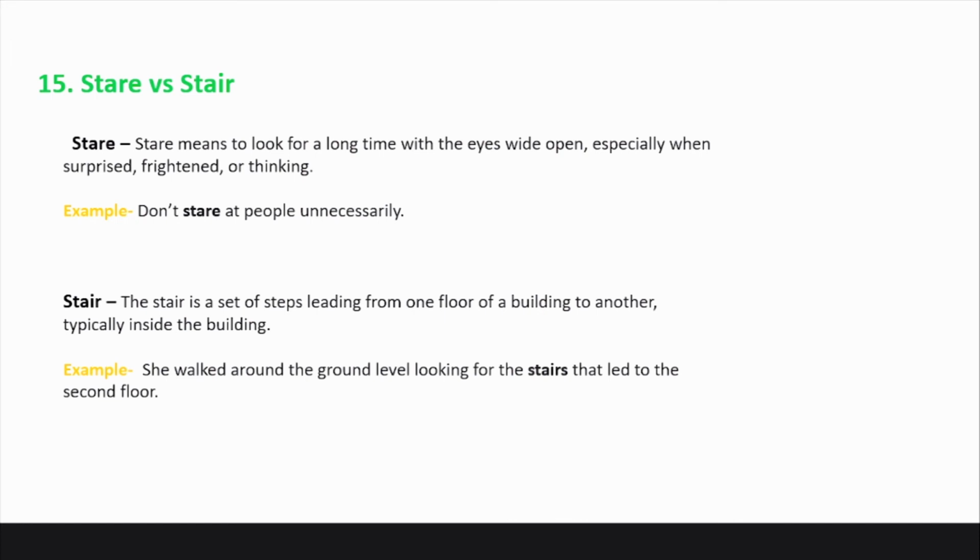Let's look at a 15th pair, stair and stare. Stare means to look for a long time with the eyes wide open, especially when surprised, frightened or thinking. Let's look at the example. Don't stare at people unnecessarily. Stair, meaning a set of steps leading from one floor of a building to another, and typically inside the building. Let's look at the example. She walked around the ground level looking for the stairs that led to the second floor.